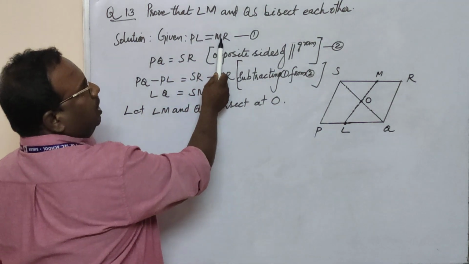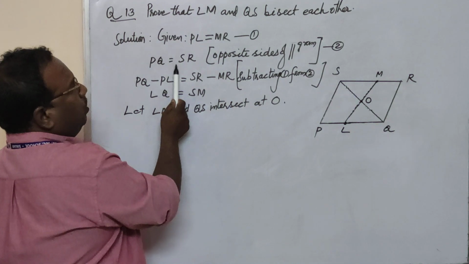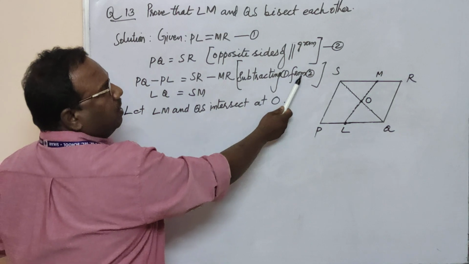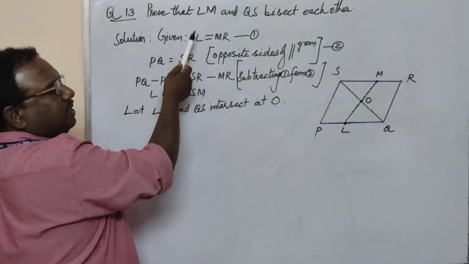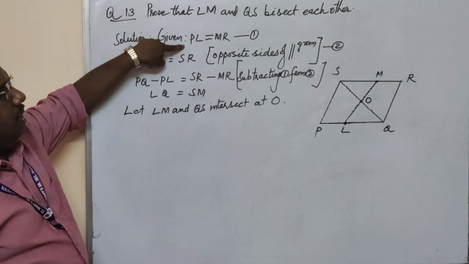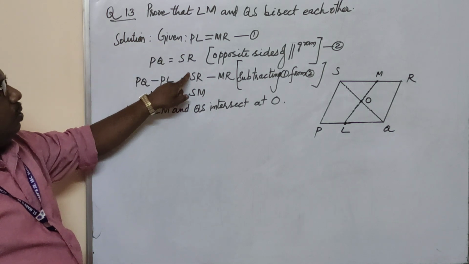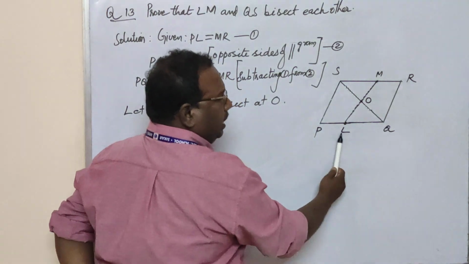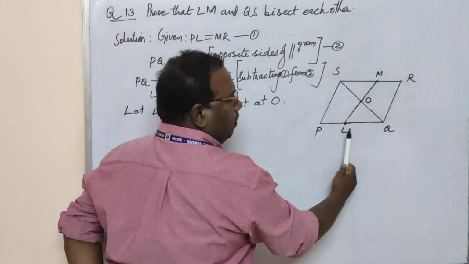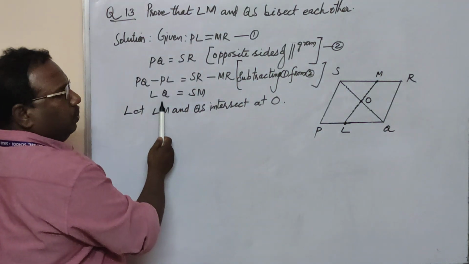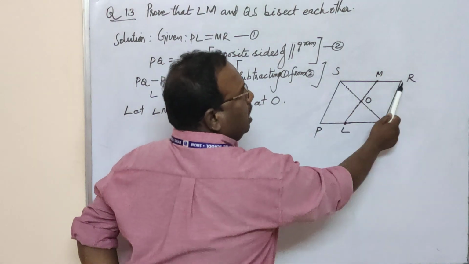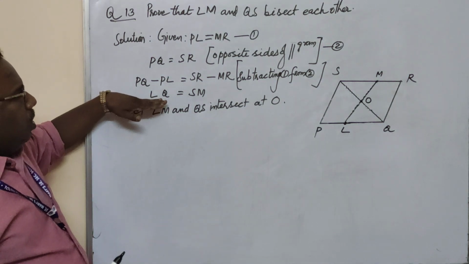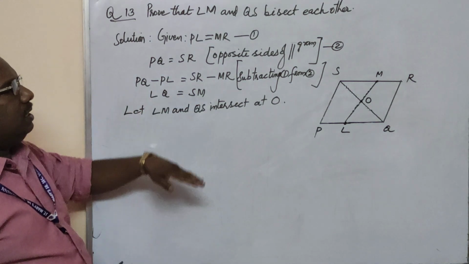Now let us mark PL equal to MR as result 1 and PQ equal to SR as result 2. Subtracting 1 from 2, second minus first: PQ minus PL is equal to SR minus MR. PQ minus PL means LQ. Similarly, SR minus MR is equal to SM. So, we are getting LQ equal to SM.